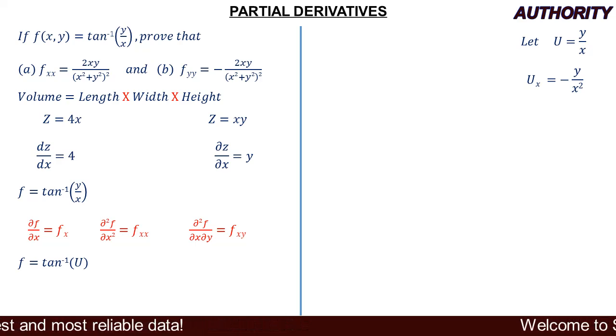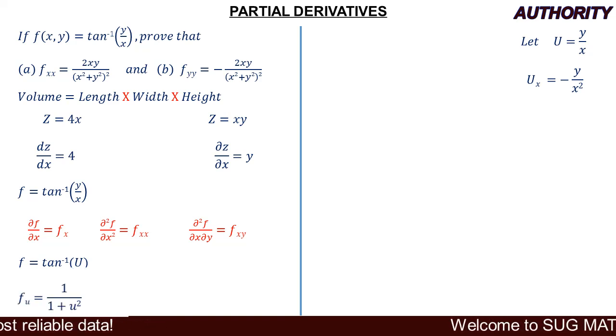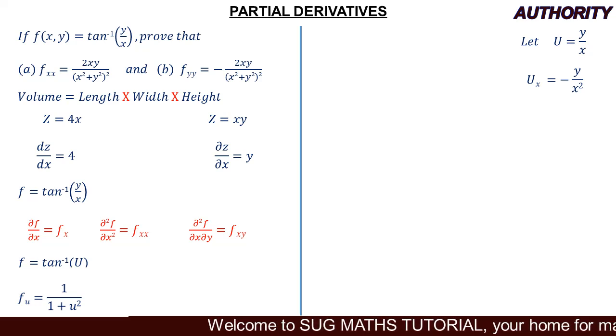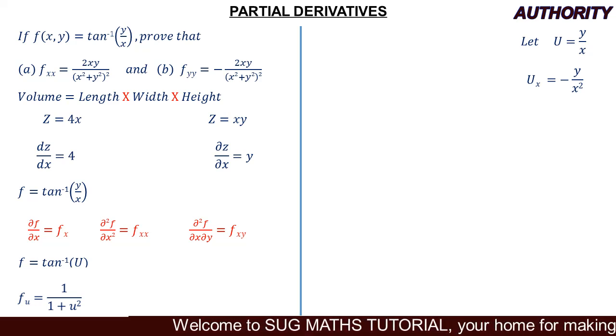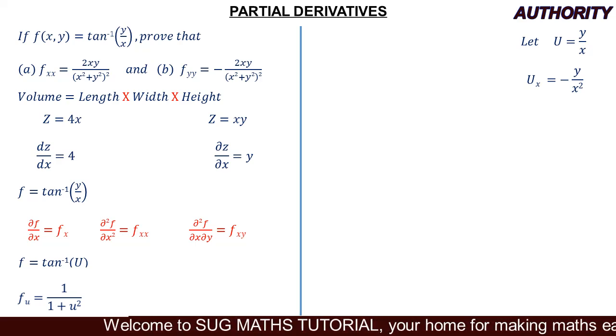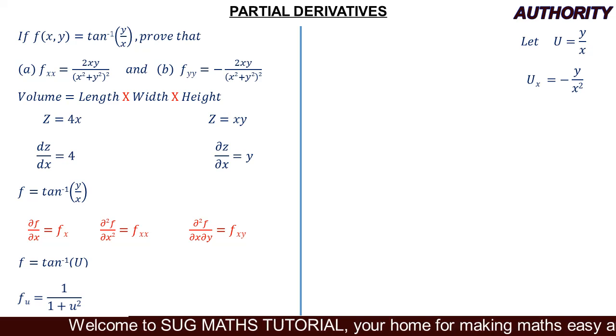Okay, so when we do that, what are we going to have? We're going to have 1 all over 1 plus u squared. Okay, how? This is a basic function. So the derivative of tan inverse of x is 1 all over 1 plus x squared. So the derivative of tan inverse of u is 1 all over 1 plus u squared. Is that clear? Good. Now let's continue.